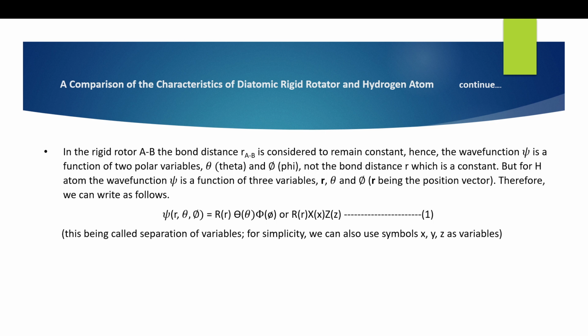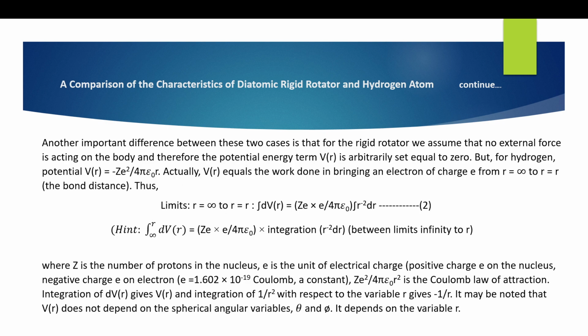Therefore, we can write, as equation 1, psi is a function of r, theta and phi. We can write it as the product of three separate wave functions, R of r times Theta of theta times Phi of phi. This is called separation of variables. Here in this case, there are three variables, so in order to solve the Schrodinger equation, we need to separate the variables into three separate parts, each depending on one variable.